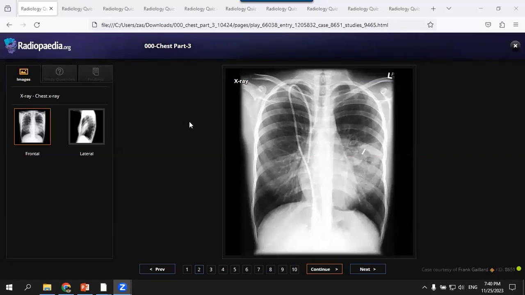I'm presented with a frontal chest radiograph of an adult patient. At first instance, I can see there is a tunneled catheter with the tip appropriately positioned within the cavo-atrial junction. There is consolidation involving the left mid-zone with air bronchograms, and I can also see a metallic clip.